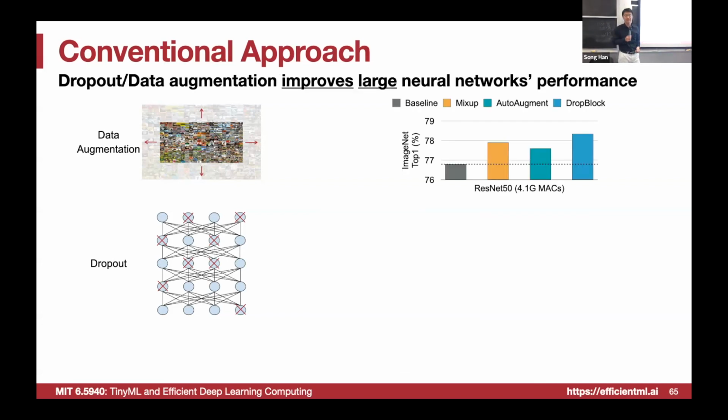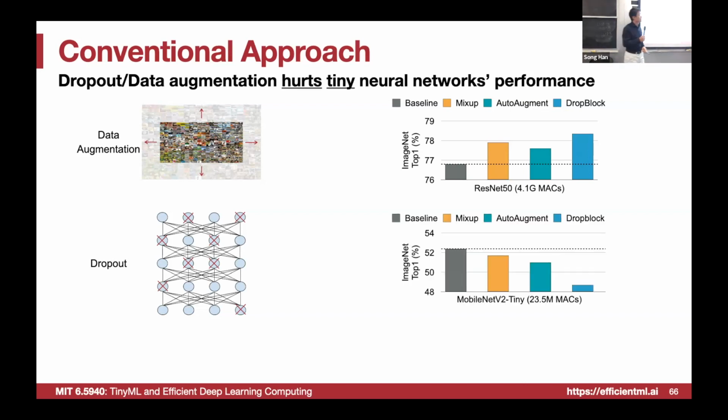All these techniques, whether dropout or data augmentation, can improve a large neural net's performance and prevent overfitting. For example, this is ResNet-50 with 4 gigamacs. The original accuracy is a little more than 76 percent top-1 on ImageNet. But by applying mixup, AutoAugment, and DropBlock, the accuracy can be boosted to more than 78.